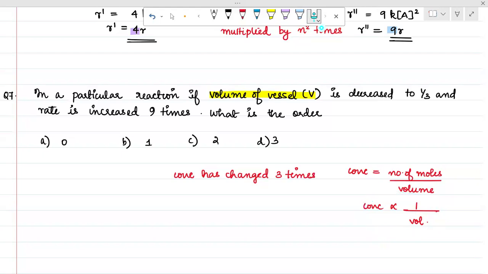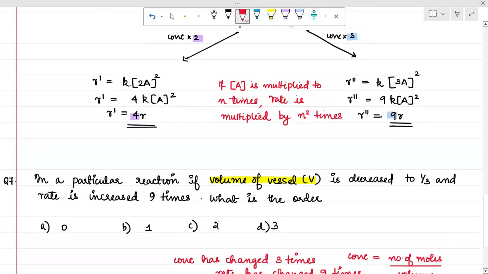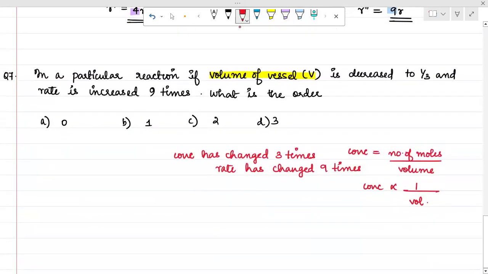So if the concentration has changed 3 times, the rate has changed 9 times. How are they related? Very easy. Changes of the rate 9, changes of the concentration 3. Now we have already done this over here. When the concentration changes by 3 and the rate changes by 9, they'll be related by second order reaction, and the correct option is C. Right? 3 square times is 9. So it's a second order reaction.